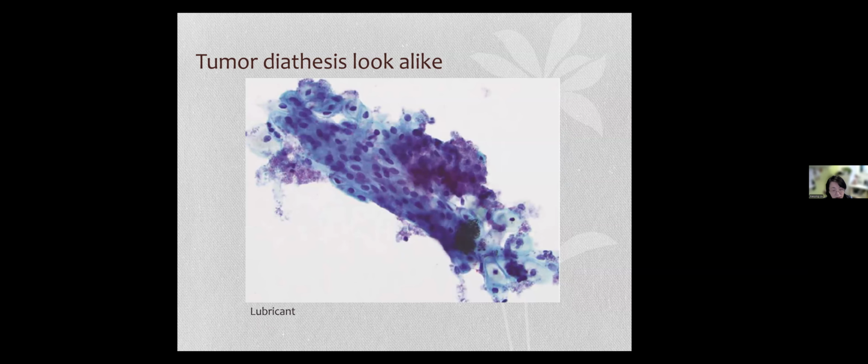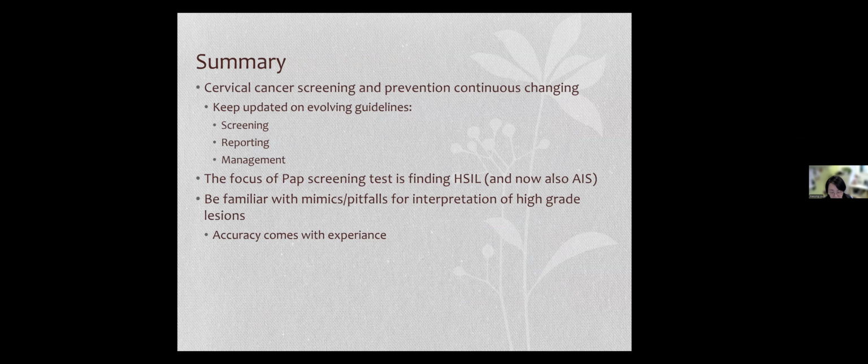So we keep telling the clinician not to put too much lubricant, but we do see sometimes a smear full of lubricant material, that grungy material, kind of purple color. They are lubricant, so they're not tumor diastasis.